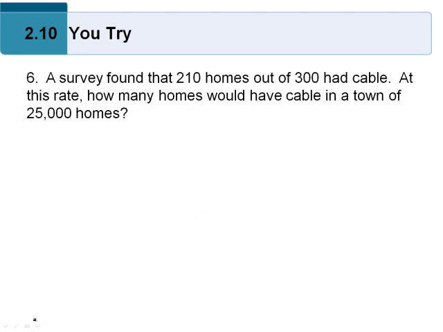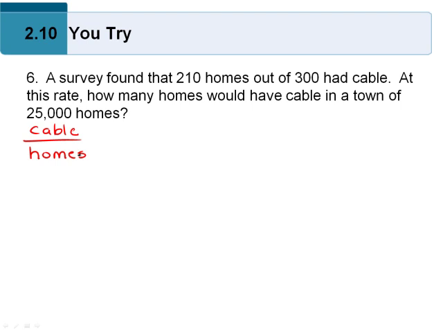All right, number 6. A survey found that 210 homes out of 300 had cable. At this rate, how many homes would have cable in a town of 25,000 homes? Okay, so let's see, we've got cable, and it's kind of weird because they kind of word it backwards there, but be careful. Out of how many homes, okay?